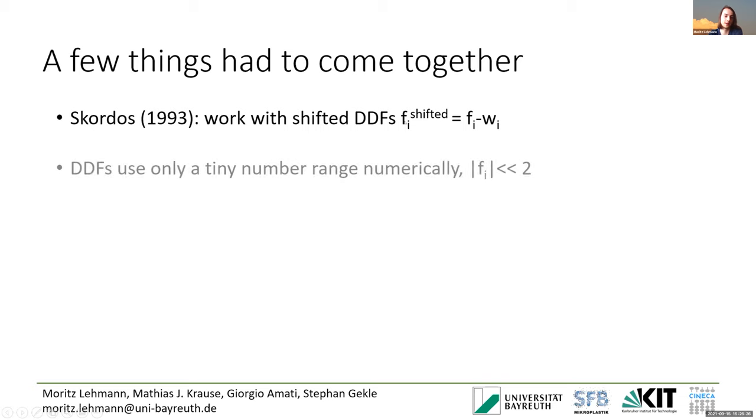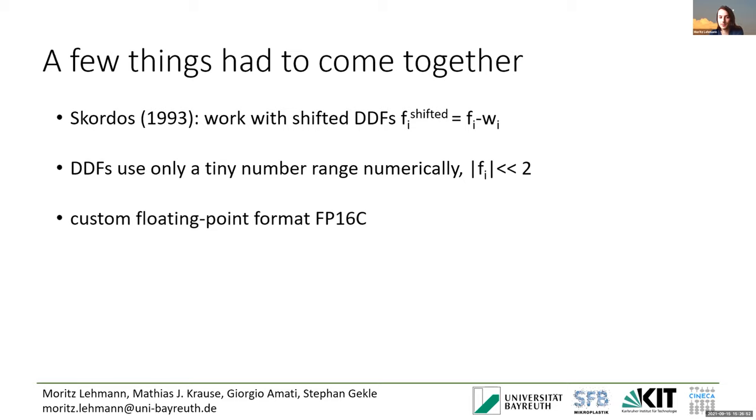The second thing is the observation that when looking at what values the DDFs actually occupy, they are much smaller than two. So they only need a tiny number range. So for the IEEE floating point formats, which have a range up to 10 to the power of 30 or whatnot, all these bit combinations are not used at all.